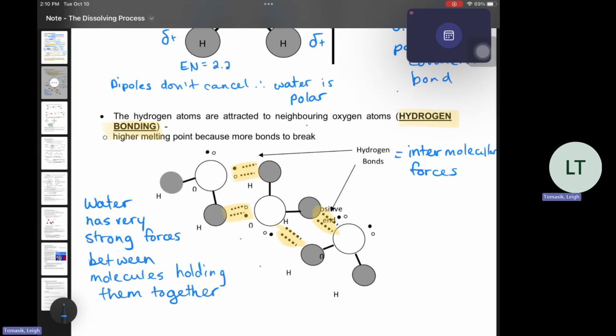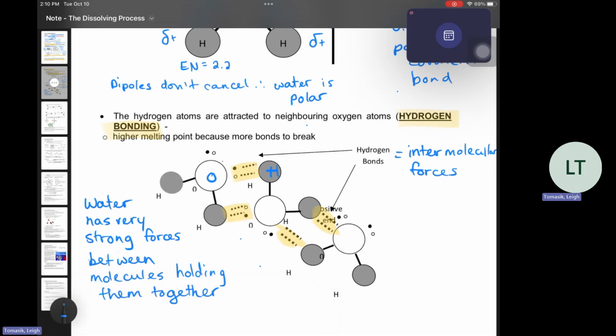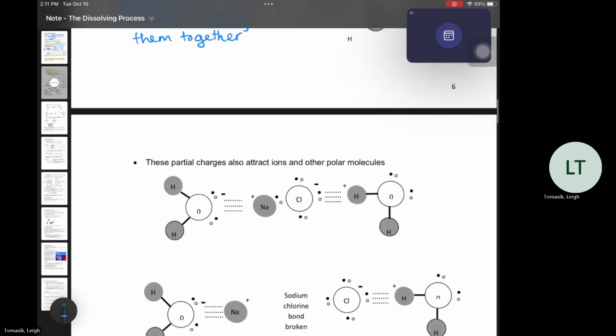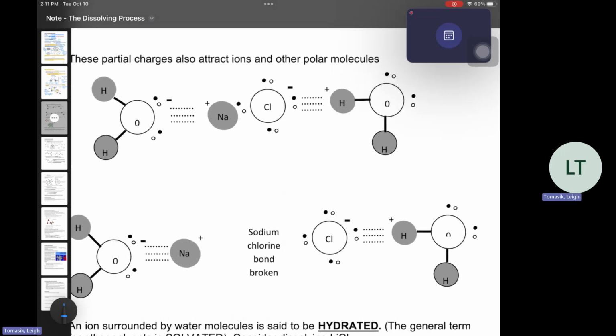Okay, the negative end of the oxygen and the positive end of the hydrogen, they attract each other. So this is kind of minus, not fully minus, and this is kind of plus, right? And the same thing will happen down here. The hydrogen is kind of positive, the oxygen is kind of negative. They will form these hydrogen bonds. These partial charges also attract ions.